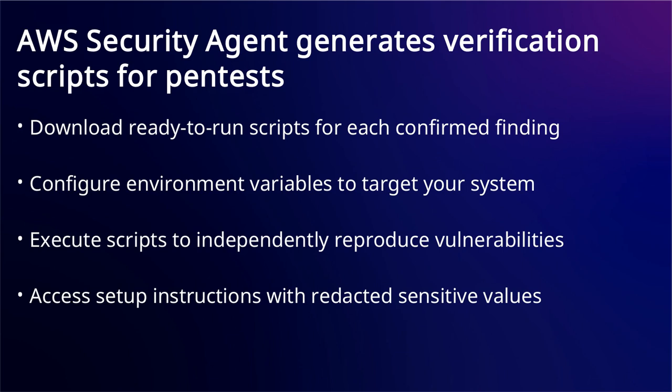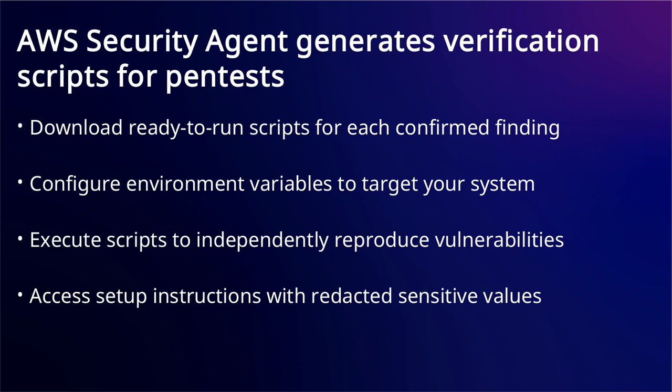Security teams previously had to manually follow reproduction steps from penetration test finding details to validate vulnerabilities, which was time-consuming and error-prone. AWS Security Agent now automatically generates verification scripts for each confirmed finding. You can download these ready-to-run scripts, configure the required environment variables for your target system, and execute them to independently reproduce and validate the discovered vulnerabilities.